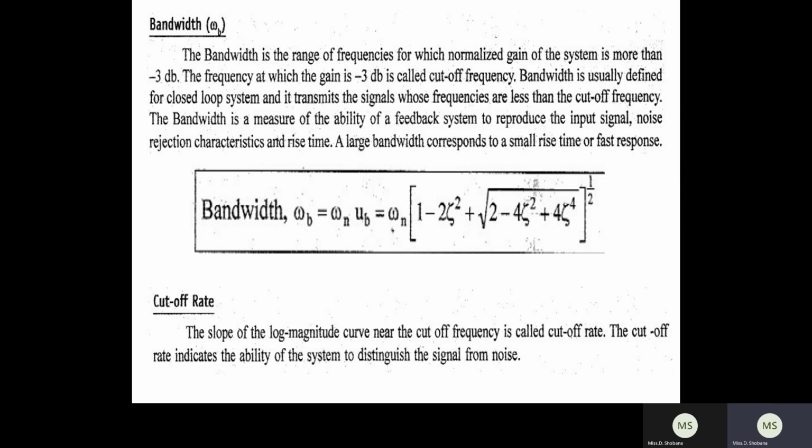Here also, if you know the omega n and damping ratio, automatically you can determine the bandwidth. And then cutoff rate is the slope of the log magnitude curve near the cutoff frequency. It is used to indicate the ability of the system to distinguish the original signal from the noise. Okay, so this is about the cutoff rate.